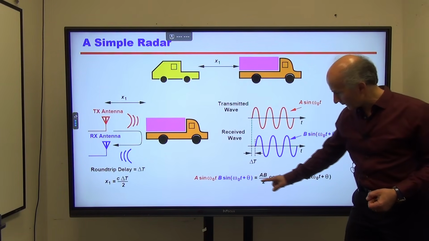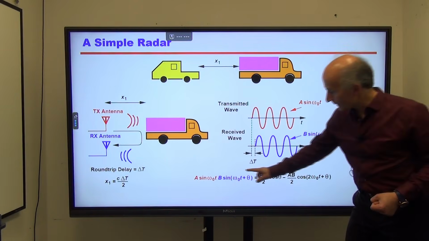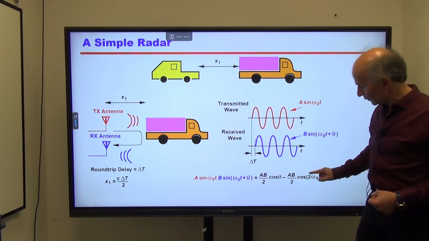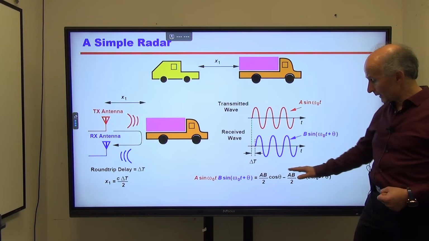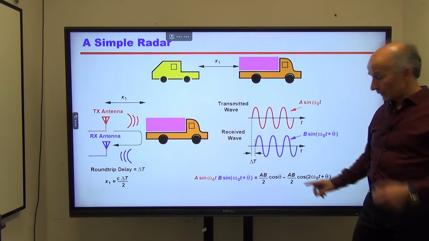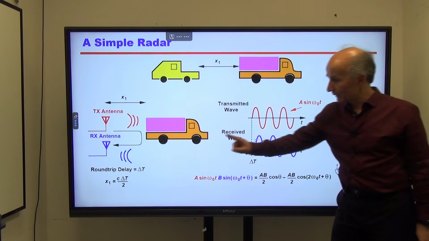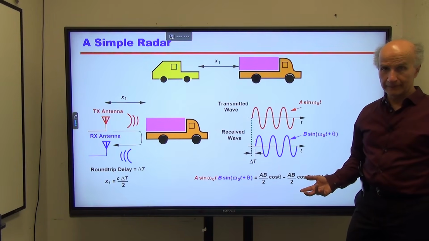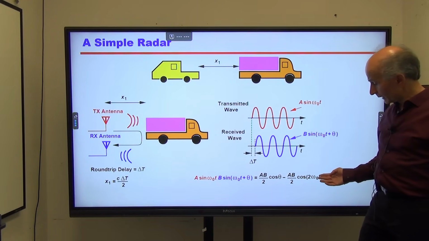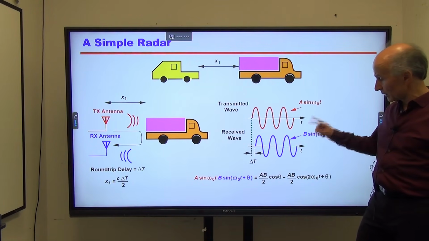The difference is only theta, so theta goes here. The second cosine is the sum of these two angles, so that's 2 omega 0 t plus theta. All right, so if we focus on these things, we see that the first term has theta in it only. And because theta and delta t are related, if I focus on this, I can find delta t.